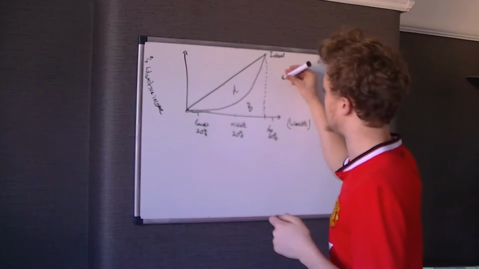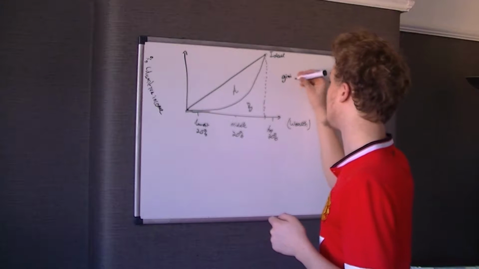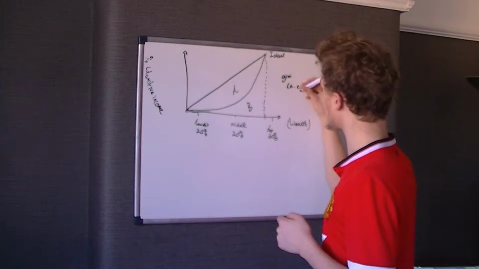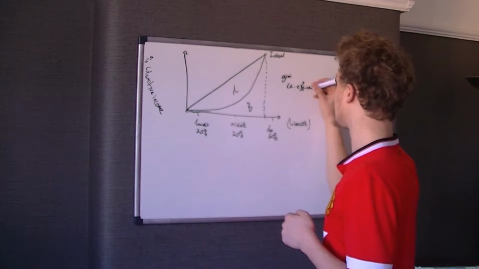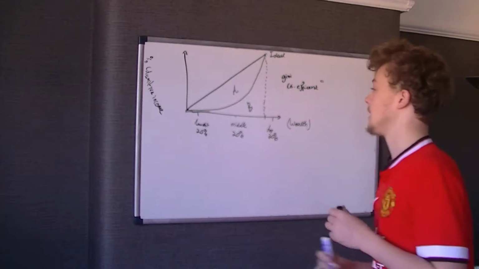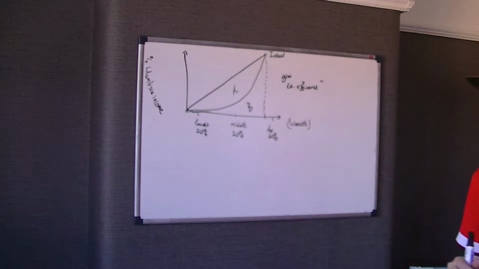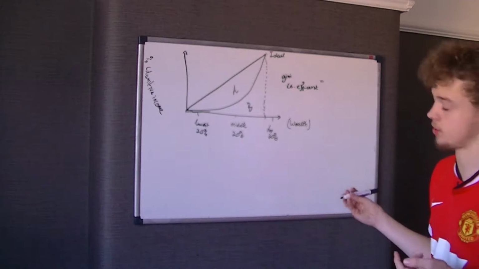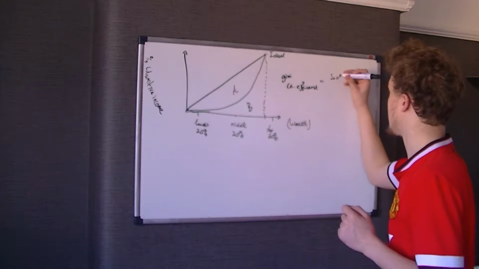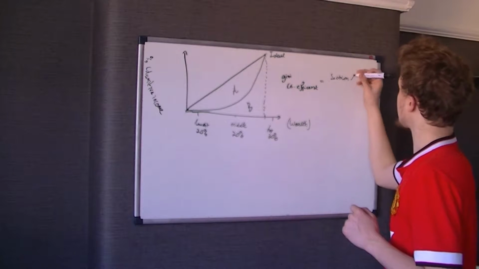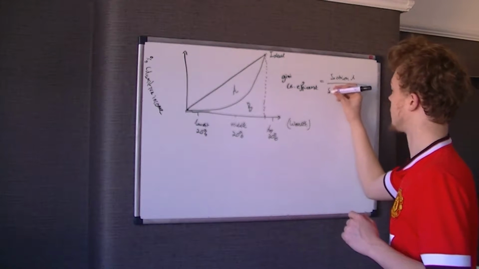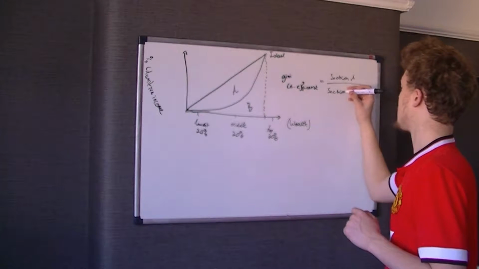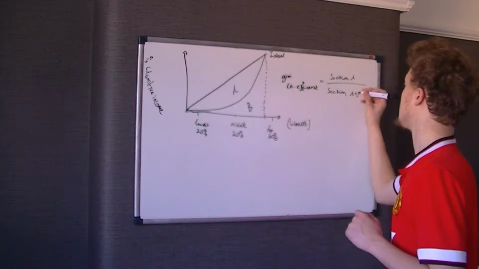So the Gini coefficient measures wealth. Okay, so instead it's the area of section A in comparison to the area of section A and section B. So it's a ratio, therefore it's a coefficient. So therefore it's section A over section A plus B. Okay.